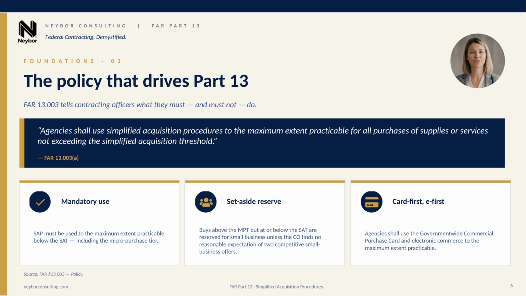Third, card first, electronic first. The same section directs agencies to use the government-wide commercial purchase card and electronic commerce to the maximum extent practicable. If you are a small business with a clean SAM registration and an e-commerce friendly catalog, you are aligned with all three pillars.